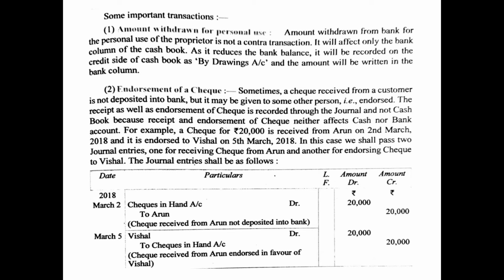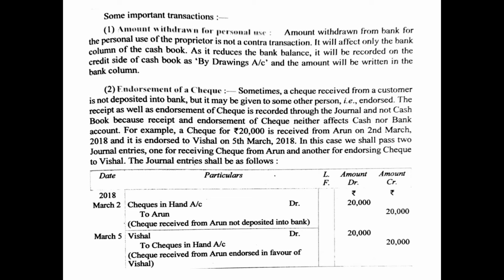As you can read here, sometimes a check received from a customer is not deposited into bank, but it may be given to some other person, that is endorsed. The receipt as well as the endorsement of check is recorded through journal and not cash book, because receipt and endorsement of check neither affects the cash nor bank account. For example, a check for rupees 20,000 is received from Arun on 2nd March 2018 and it is endorsed to Vishal on 5th March 2018. It is not being deposited in our bank account.